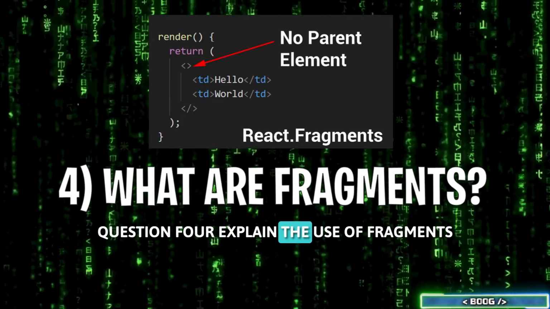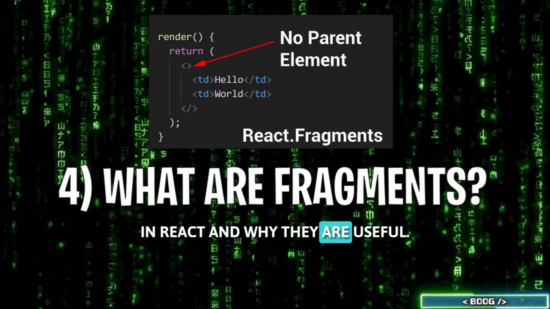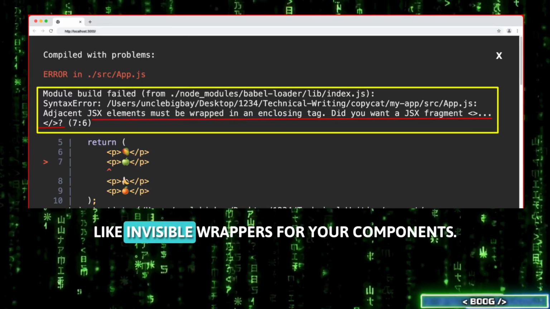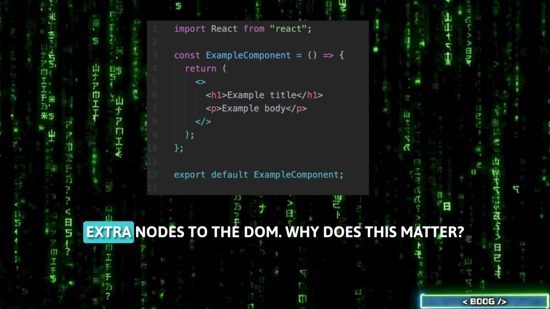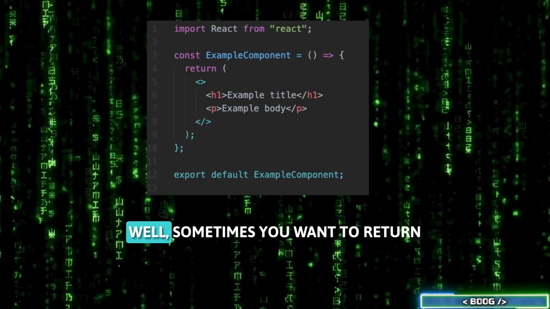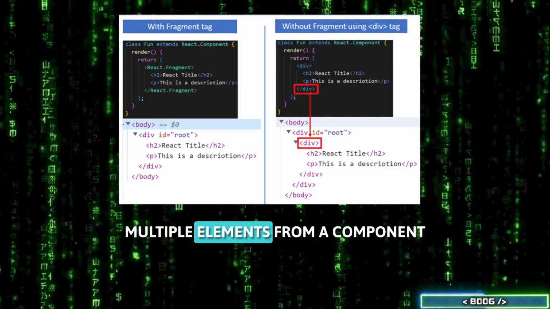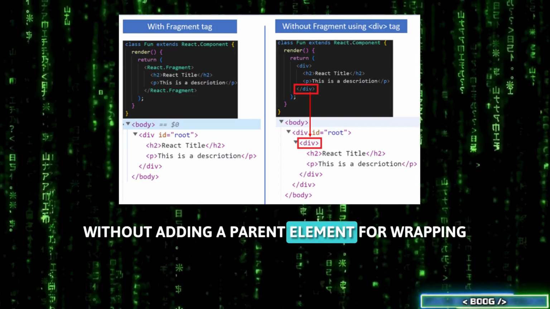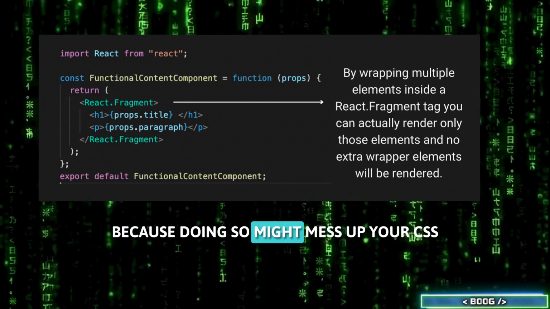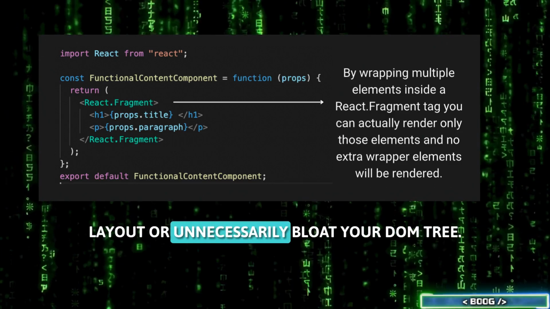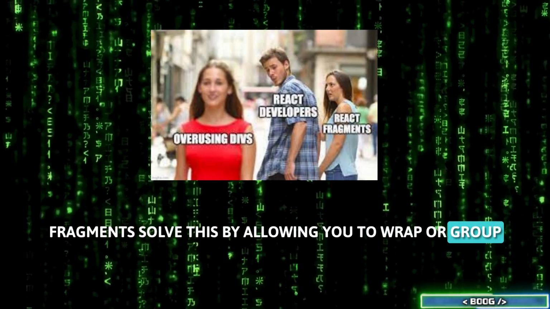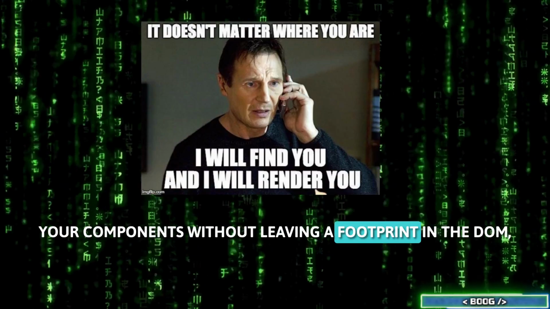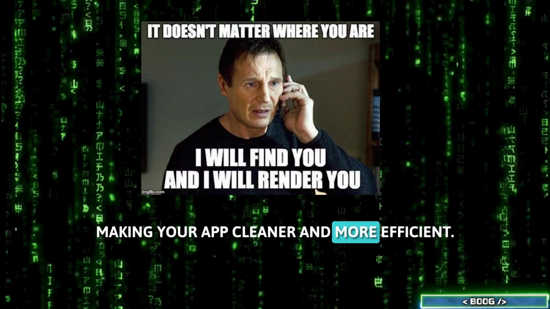Question 4. Explain the use of fragments in React and why they are useful. Fragments in React are a bit like invisible wrappers for your components. They let you group a list of children without adding extra nodes to the DOM. Why does this matter? Well, sometimes you want to return multiple elements from a component without adding a parent element for wrapping, because doing so might mess up your CSS layout or unnecessarily bloat your DOM tree. Fragments solve this by allowing you to wrap or group your components without leaving a footprint in the DOM, making your app cleaner and more efficient.